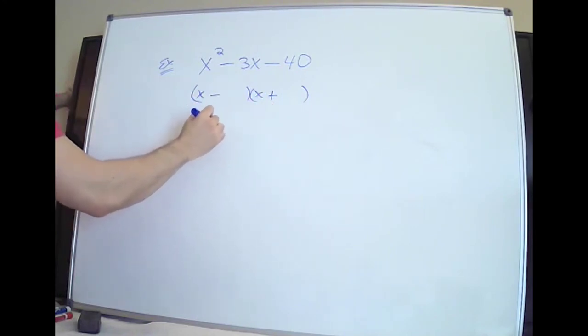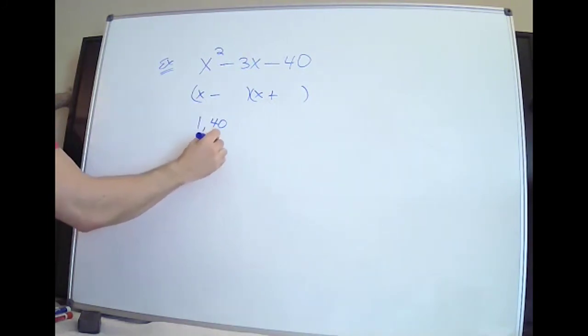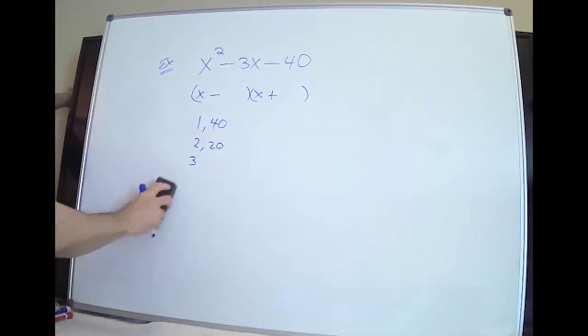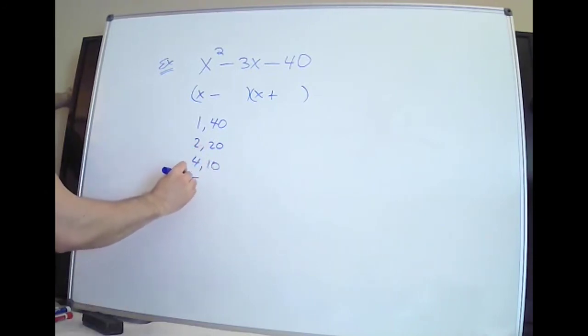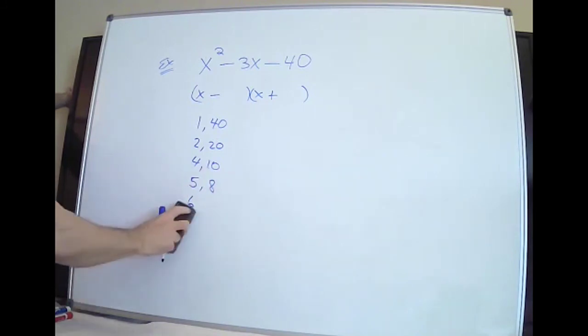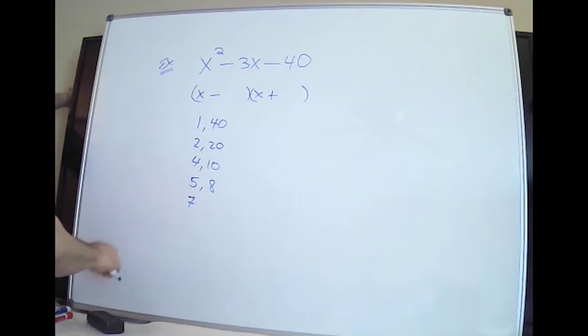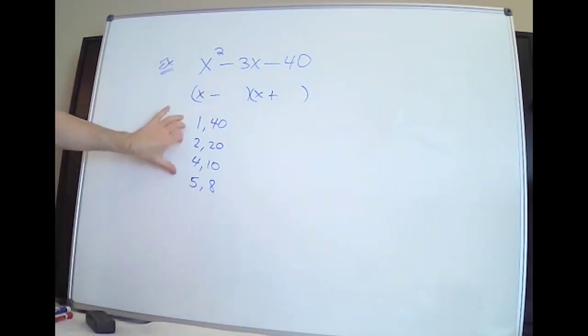Now we're going to list all the numbers who multiply to be 40. 1 times 40. 2 times 20. 40 is not divisible by 3. 4 times 10. What about 5? Aha, it is 5 times 8. What about 6? Nope. What about 7? Nope. What about 8? I already got 8. If I have a repeat, I know that these are the only 4 pairs.